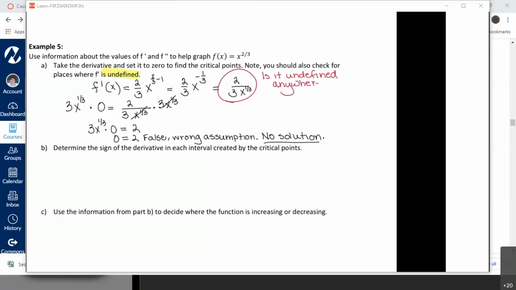Okay, so I'm asking you to look at f double prime equals 2 over 3x to the 1/3. Is it undefined anywhere? Yeah, when the denominator is 0, okay? And what x gives you a 0 denominator? What x value will give you a 0 denominator? This is just a cube root, folks.